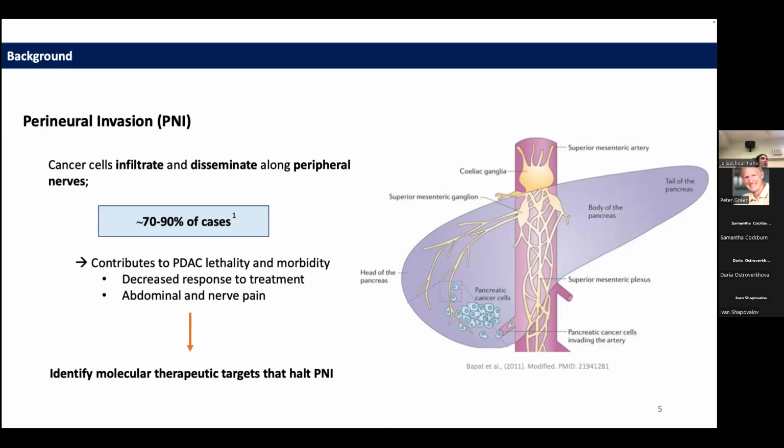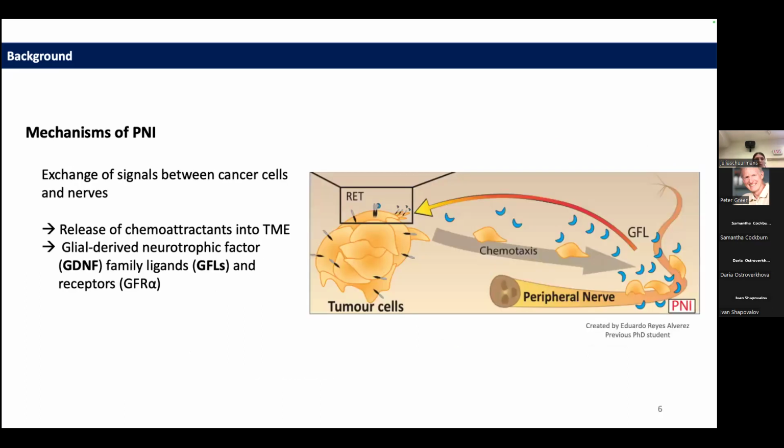So this points to the need to identify molecular therapeutic targets that can either slow or halt the progression of PNI and PDAC. To accomplish this, we first need to take a deeper dive into the molecular mechanisms that underlie PNI. Perineural invasion is a complex process that involves reciprocal exchange of signals and chemoattractants, both between the tumor cells and the nerves themselves. Another lab mate of mine, Larissa, is going into more depth on this reciprocal interaction.